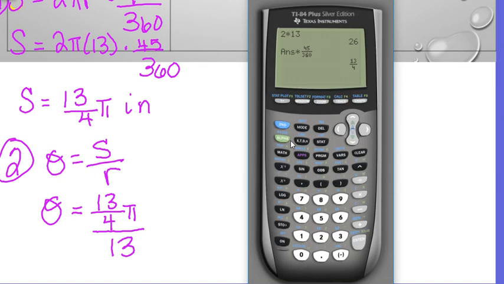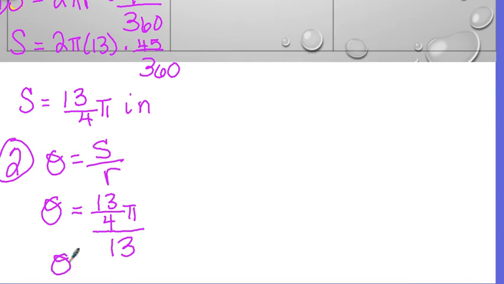So I'm going to grab my calculator. I'm going to go alpha y equals, enter. And I'm going to do alpha y equals again so I can get double fractions. So 13 over 4 and then 13. And we get 1 over 4. So the central angle in radians is 1 over 4 pi. Central angle in radians.